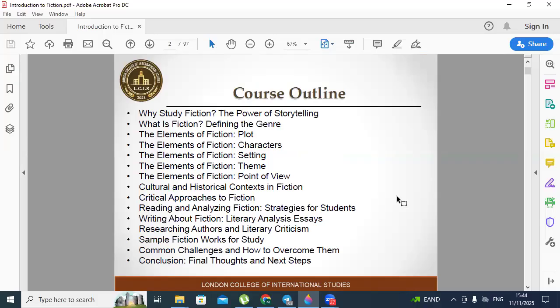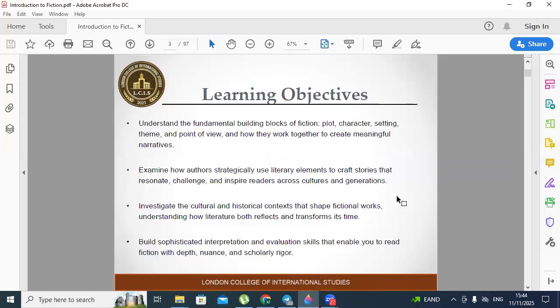Cultural and historical context in fiction. Critical approaches to fiction. Reading and analyzing fiction: strategies for students. Writing about fiction: literary analysis essays, researching authors, and literary criticism. Sample fiction works for study. Common challenges and how to overcome them. Conclusion, final thoughts, and next steps.